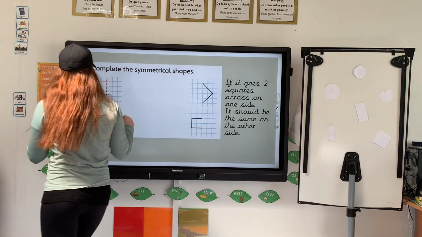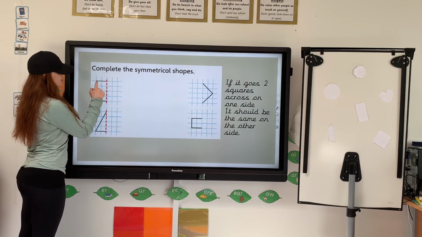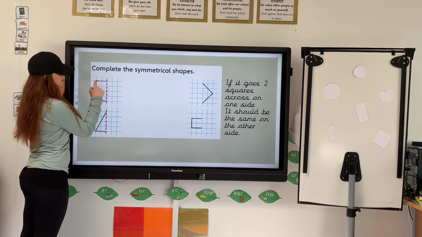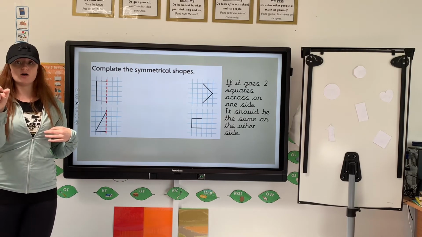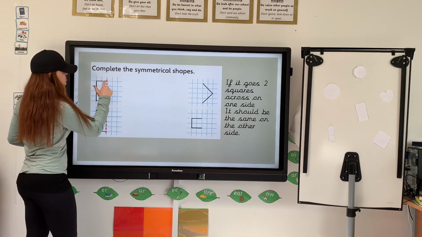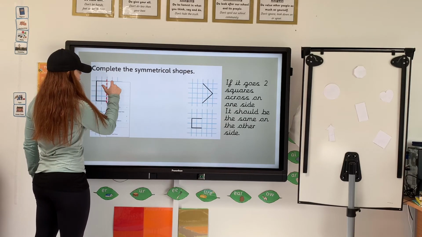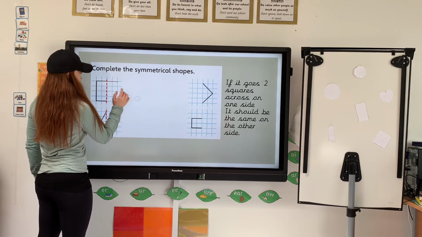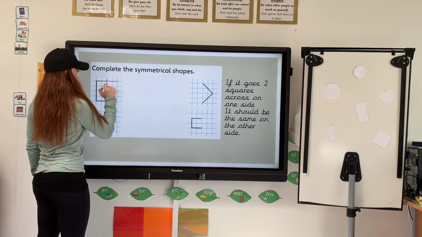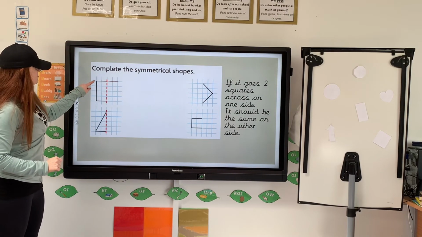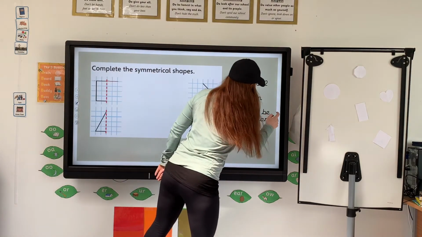So say if we were going to do this one. If I start with this top line, and I start from here, it goes 1, 2. So it's 2 squares across. So I know the other side has to be 2 squares across. So if I do 1, 2. There we go. You can see it's not the straightest of lines. Sorry, guys. 2 across.